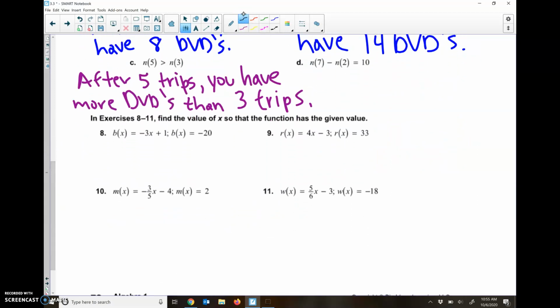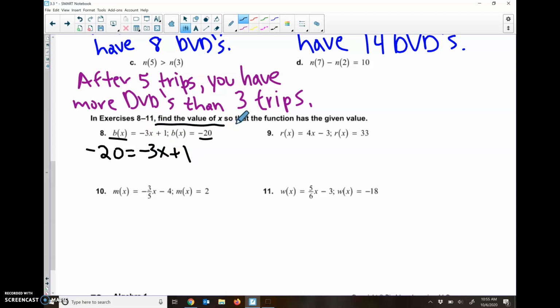These are the ones that are the complete opposite now of the first one. So it kind of looks the same where it gives us something there, but notice now how it says B of X equals. So I'm not going to put this negative 20 where X is. I'm going to put it where B of X is. So I'm going to put negative 20 equals negative 3X plus 1. And the directions say, find the value of X.